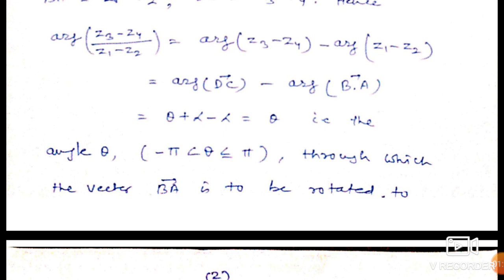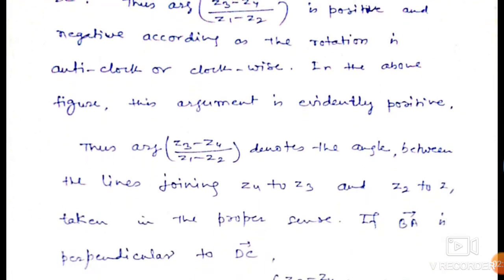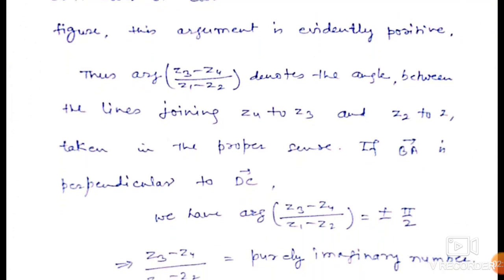That is the angle theta, which lies between plus pi to minus pi, through which the vector BA is to be rotated to coincide with the direction of the vector DC. Thus, argument of Z3 minus Z4 over Z1 minus Z2 is positive and negative according as the rotation is anti-clockwise or clockwise. In the above figure, this argument is evidently positive.